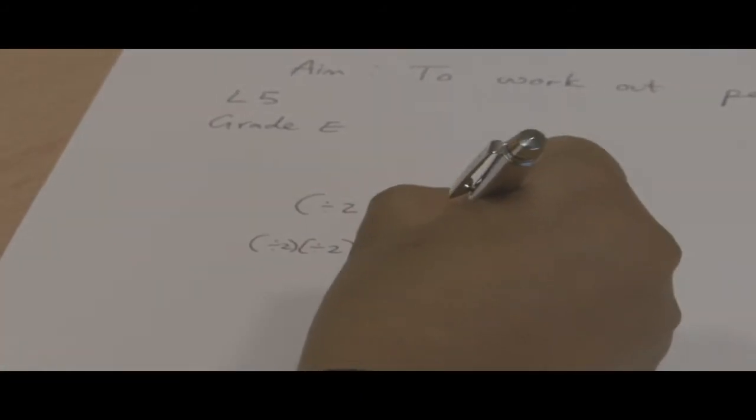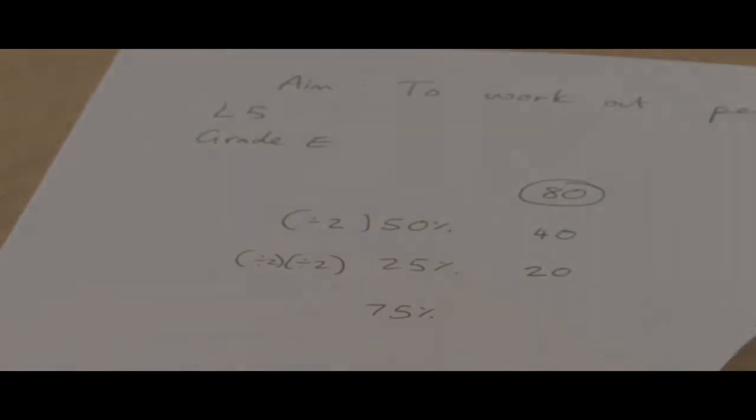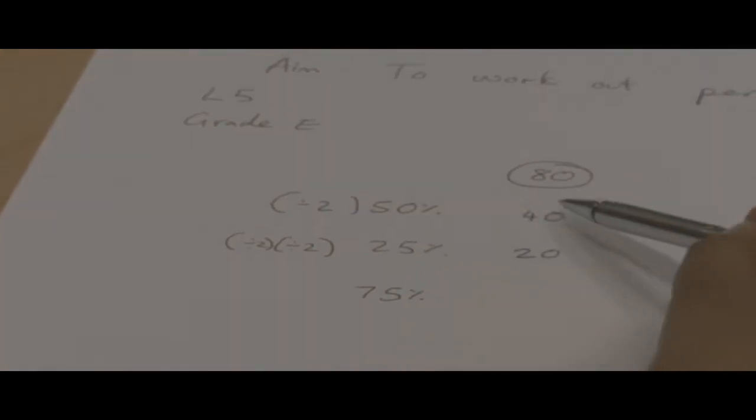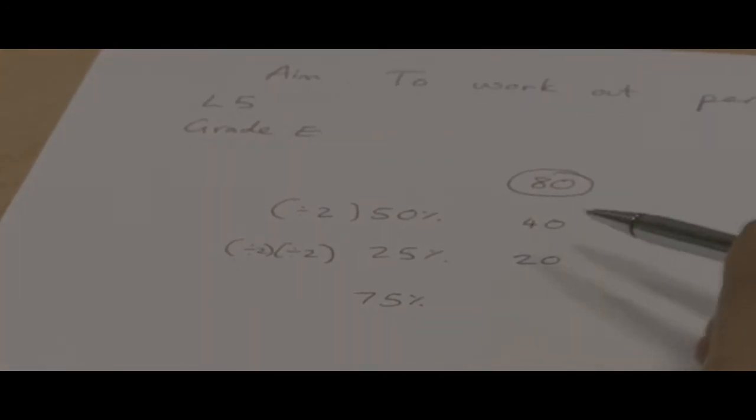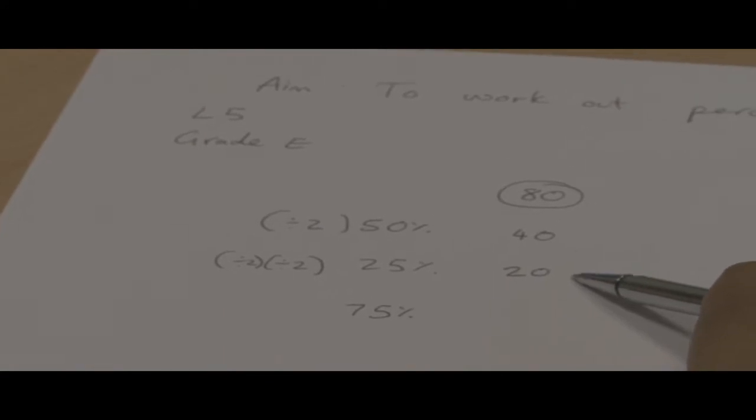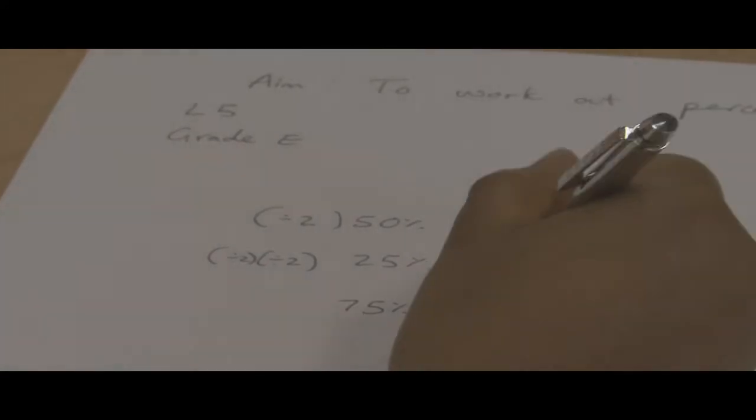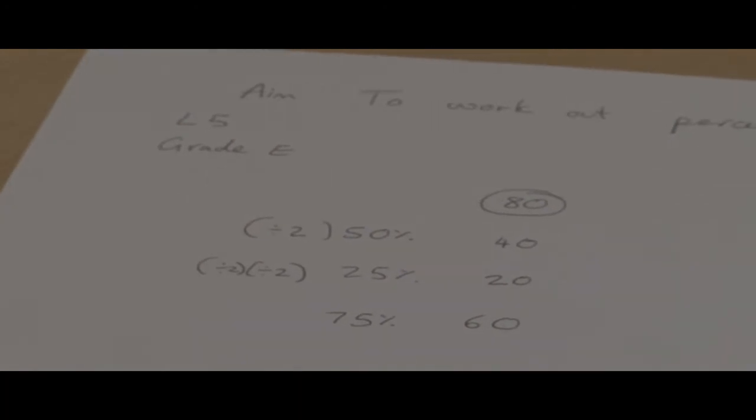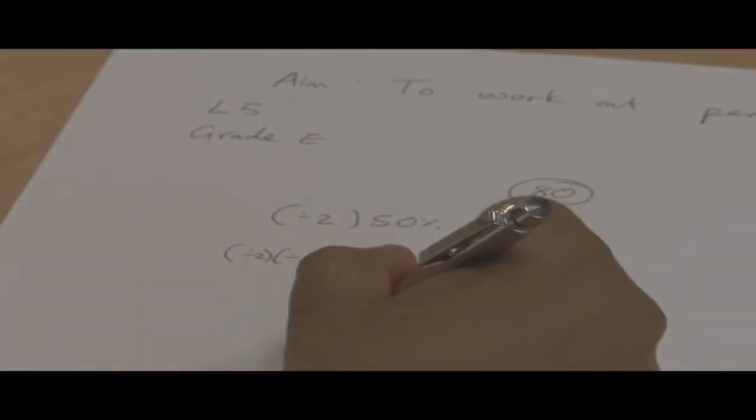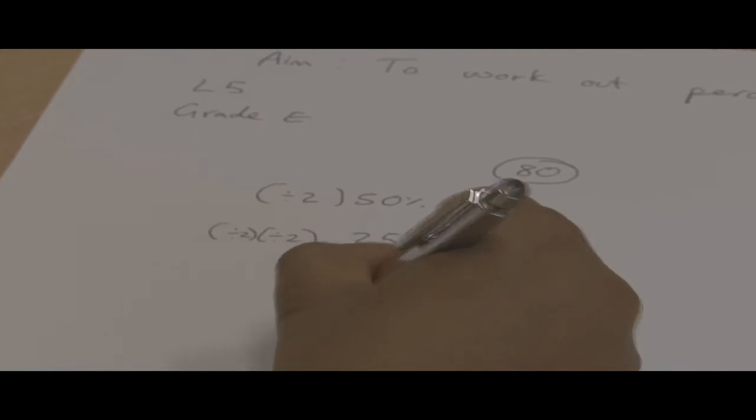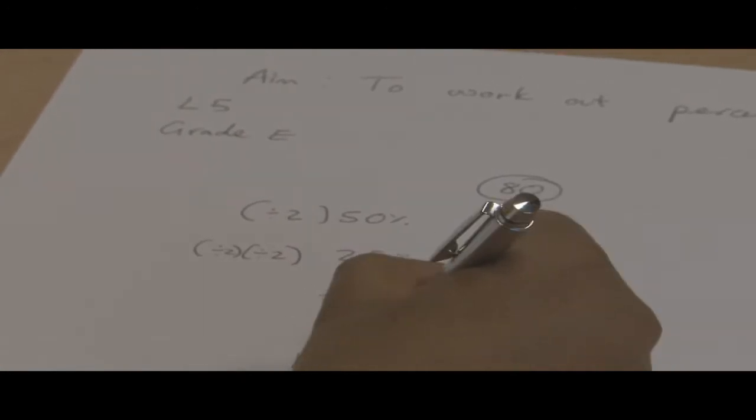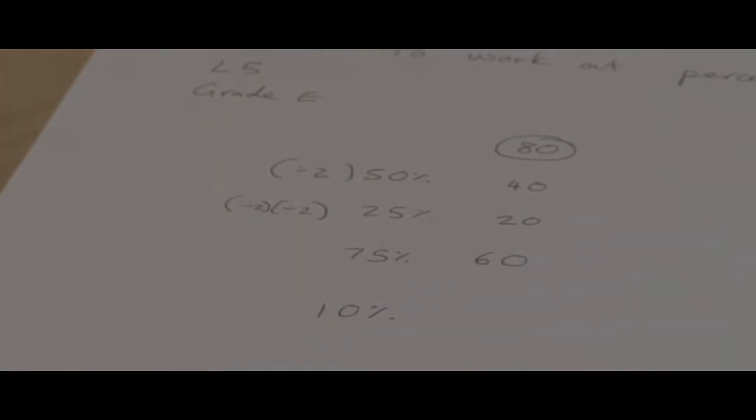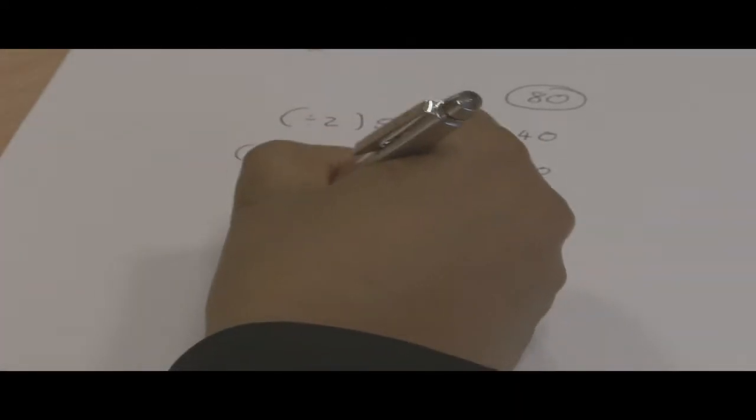To work out 75%, well, you know what 50% is, you know what 25% is, we just simply add it together, it gives us 60. Okay? So it's going to get a little bit more complicated now to work out 10%. To work out 10%, we divide by 10.